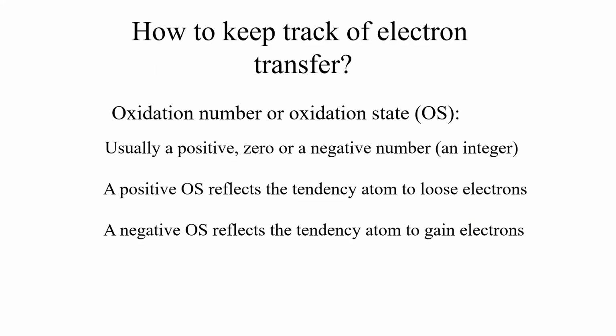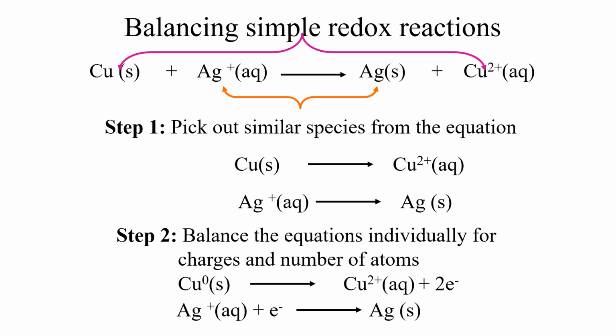Usually then, how do we keep track of this electron transfer? We can make use of the oxidation number or oxidation state. A positive oxidation state reflects the tendency of an atom to lose electrons, and a negative oxidation state reflects the tendency of an atom to gain electrons. And like I said before, in a simple redox equation, you have both occurring simultaneously.